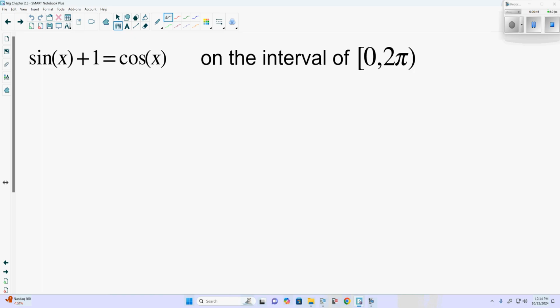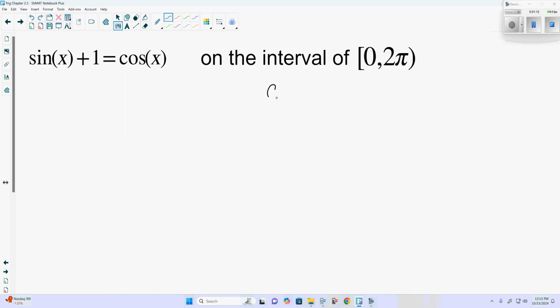All right, guys. We did one of these yesterday. We're going to do another one of them today. We want to solve this problem here. Now, the reason this is a little different, or similar to the one we did yesterday, but different from the ones we did prior, is that there's no way for us, as the problem is right now, to get it all in terms of sine or cosine.